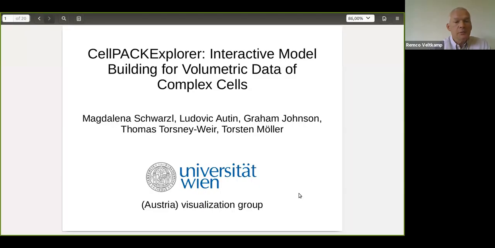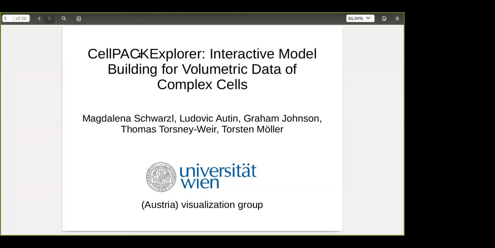The presentation is given by Magdalena Schwarzel. It's about interactive model building for volumetric data of complex cells. We have already a shared screen ready, so please, Magdalena, take the floor.